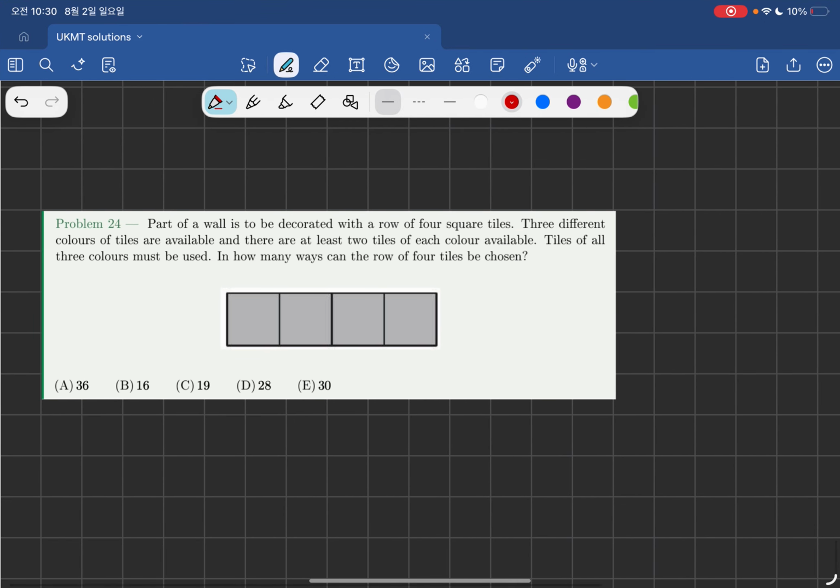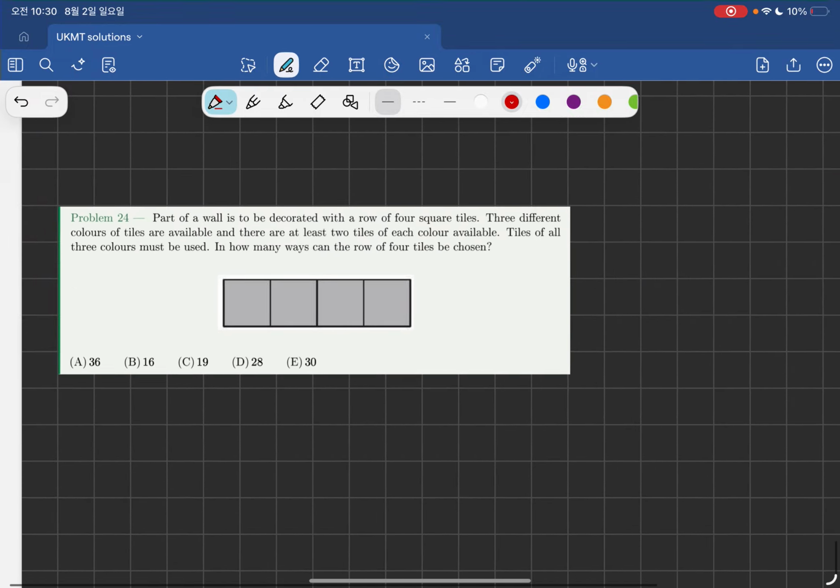Problem 24. Part of a wall is to be decorated with a row of 4 square tiles. 3 different colors of tiles are available, and there are at least 2 tiles of each color available. Tiles of 3 colors must be used. In how many ways can the row of 4 tiles be chosen?